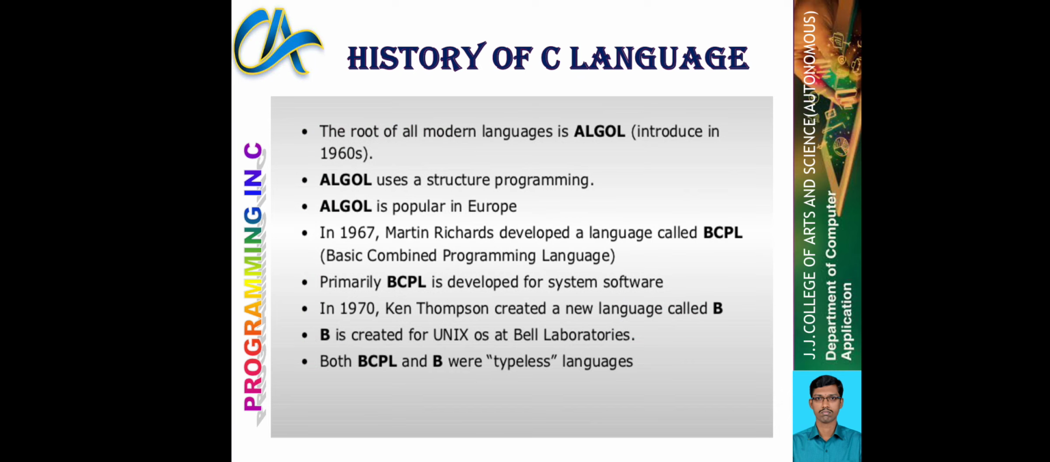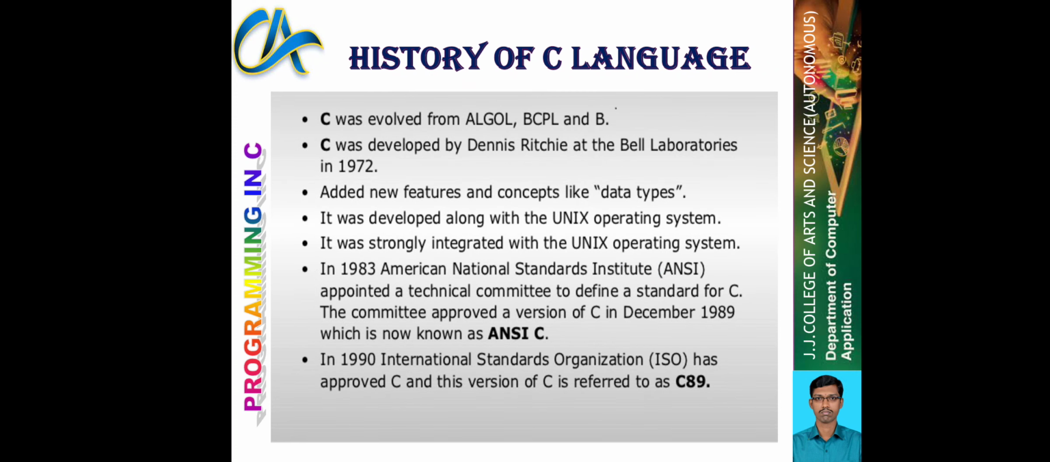In 1970, Ken Thompson created a new language called B. B was created for the Unix OS at Bell Laboratories. Both BCPL and B were typeless languages. C evolved from ALGOL, BCPL, and B. C was developed by Dennis Ritchie at Bell Laboratories in 1972.